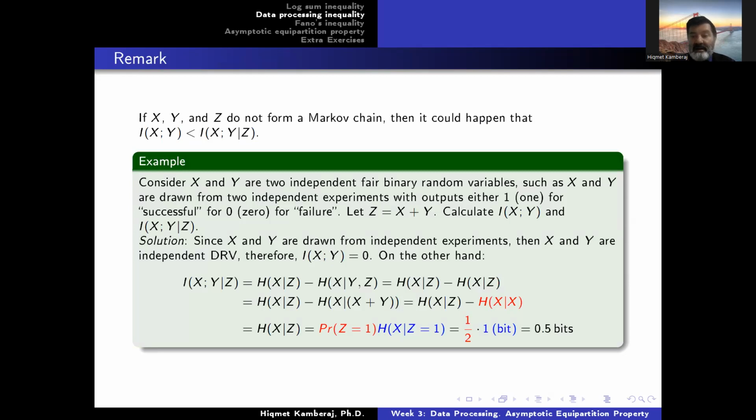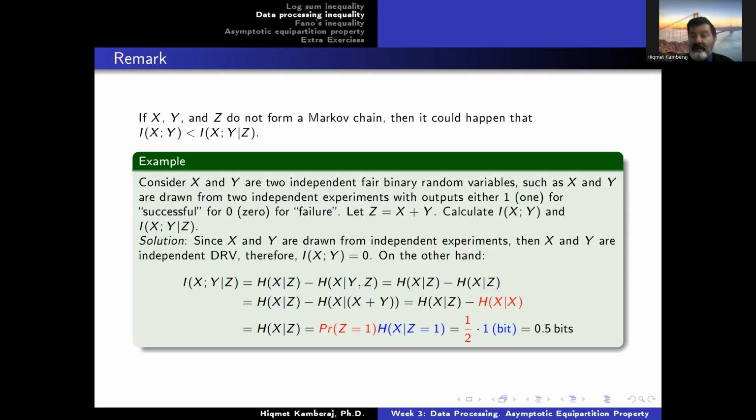Now, as a remark, if x, y, and z do not form a Markov chain, then it could happen that the mutual information between x and y is less than the mutual information between x and y given z. We can illustrate this with the following example. Consider x and y are two independent fair binary random variables. Fair means that they have a probability of occurrence 1/2, such that x and y are drawn from two independent experiments with outputs either 1 for successful or 0 for failure.